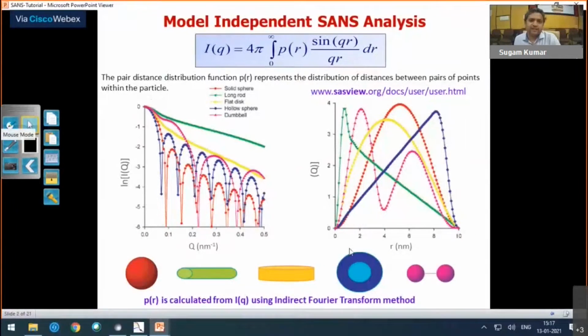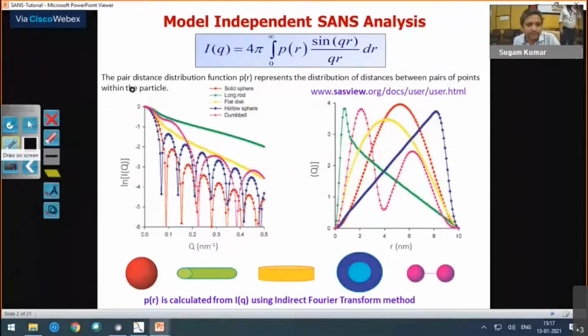So to start with model independent SANS analysis, we have I(Q), the scattering intensity as a function of the scattering vector, and we take the inverse Fourier transformation and get the information. This is related to the Fourier transformation of the pair distance distribution function. If we take the inverse Fourier transformation, we will get P(R). So these are the typical profiles. This must have been discussed by Dr. Aswal also.